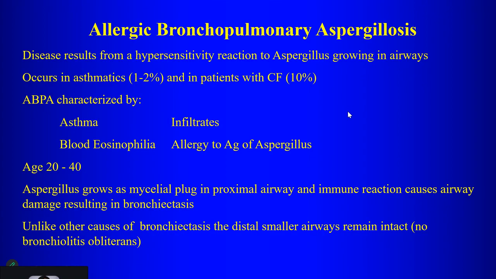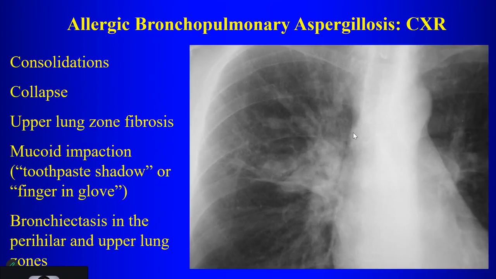So ABPA, we've discussed this before. This is secondary to infection with aspergillosis. It damages the airways. Asthmatics are susceptible to this. And if you have an asthmatic with bronchiectasis and mucoid impaction, especially if it's high attenuation mucoid impaction, you can think about allergic bronchopulmonary aspergillosis. So it can give you the finger and glove sign, as in this case.